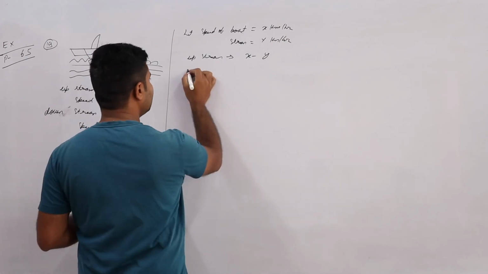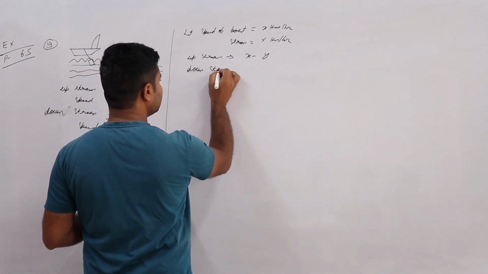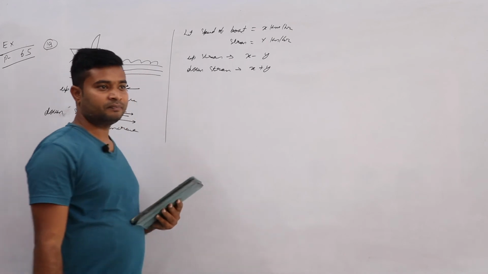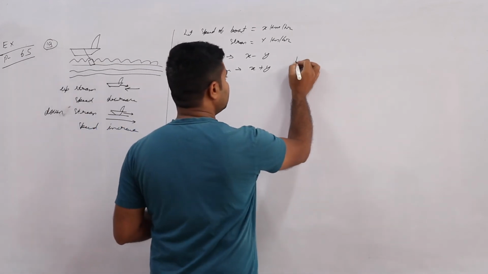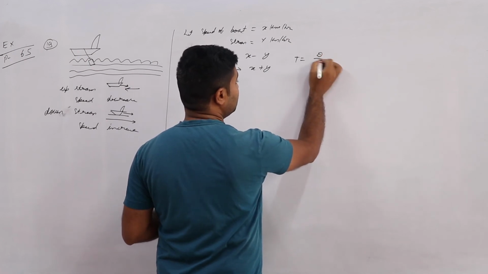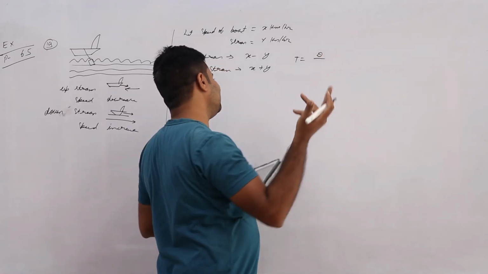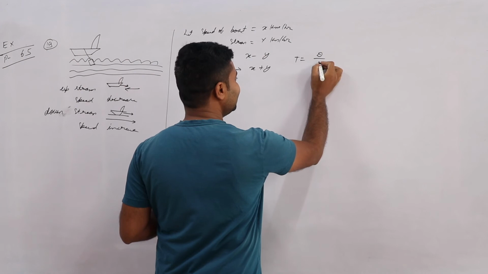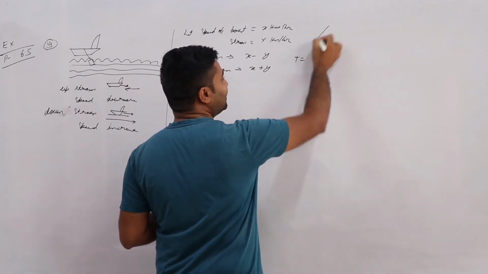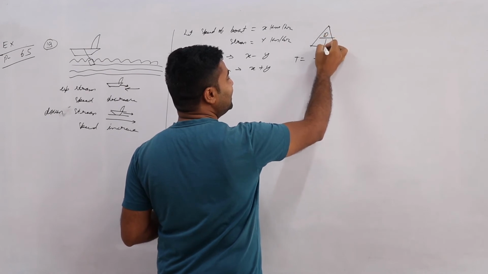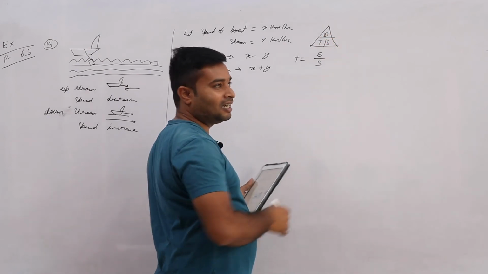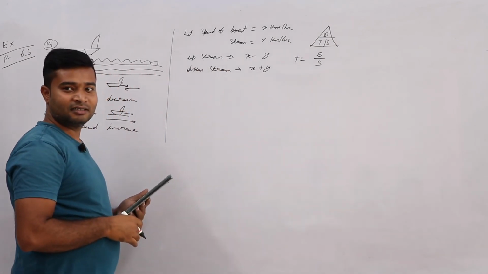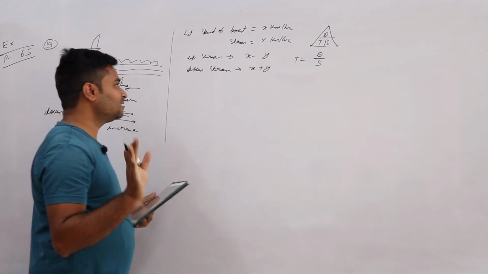Correct. And in downstream, the speed will increase: x plus y. Yes or no? Yes, sir. Now, time is equal to what? Time is equal to distance by speed. Time is equal to D by S. Yes, sir.